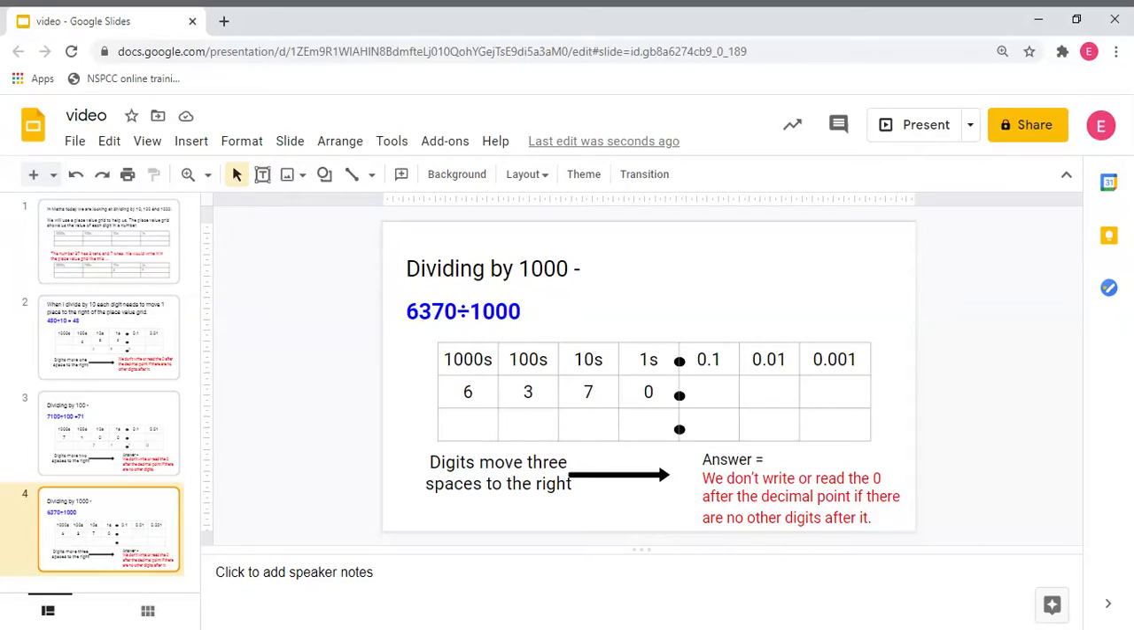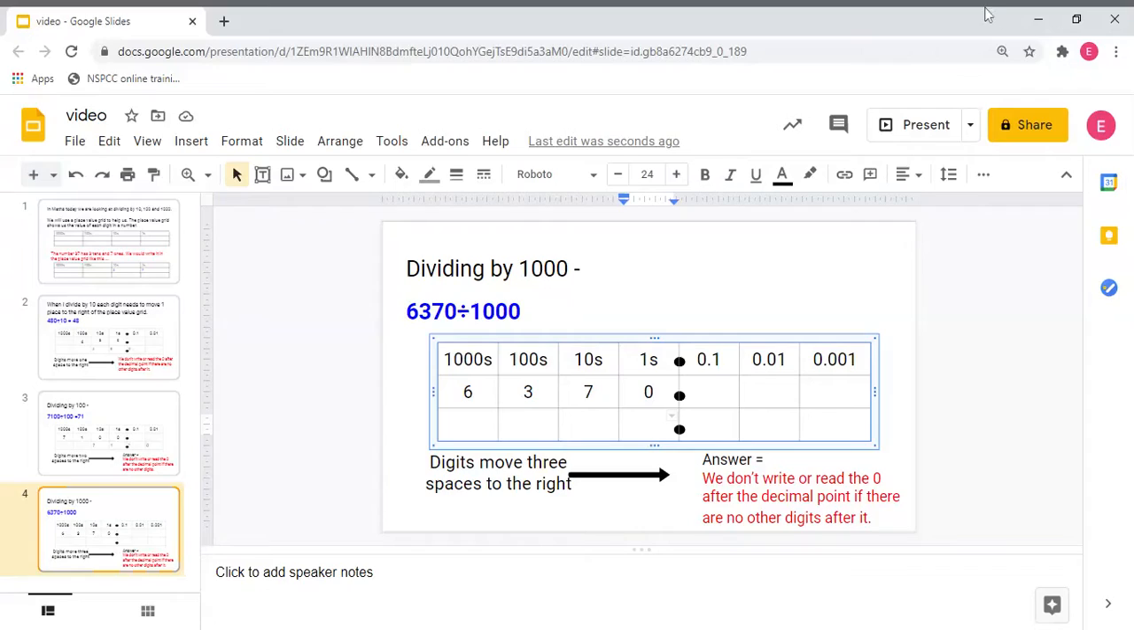So my 6,000 is going to jump into my hundreds, into my tens, into my ones. My 300 is going to jump into my tens, into my ones, then into my tenths. My 7 tens are going to jump 3 spaces to the right, into my ones, into my tenths, into my hundredths. And then my 0 ones is going to jump into my tenths, into my hundredths, and finally into my thousandths.